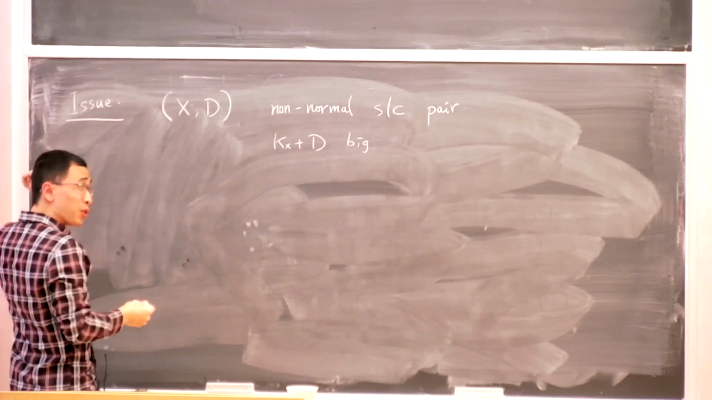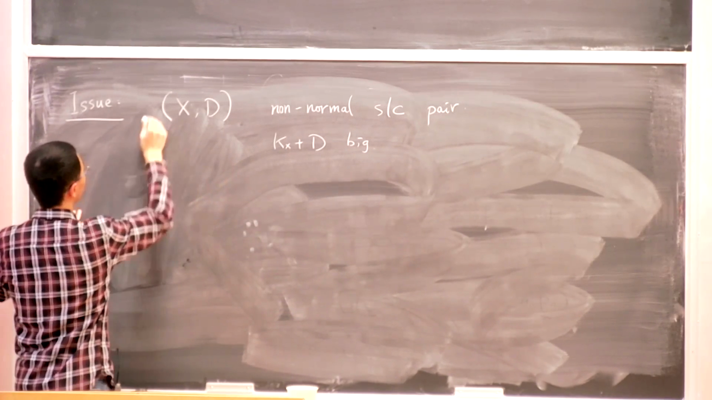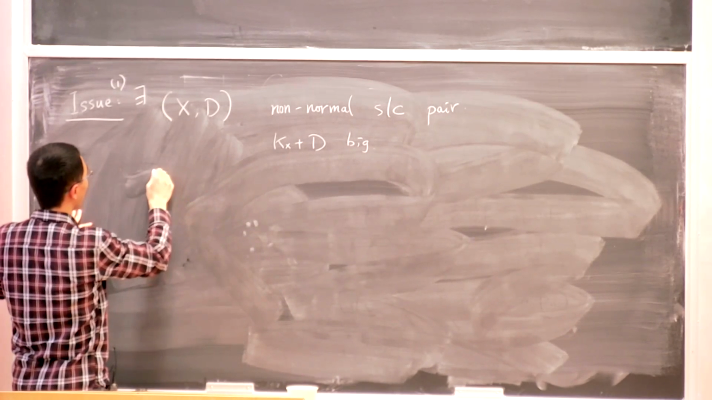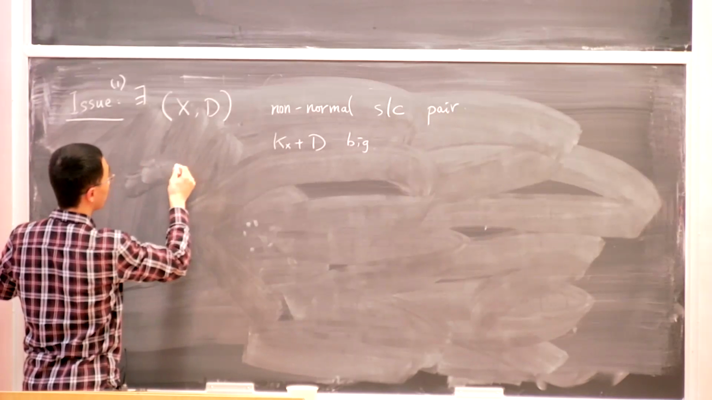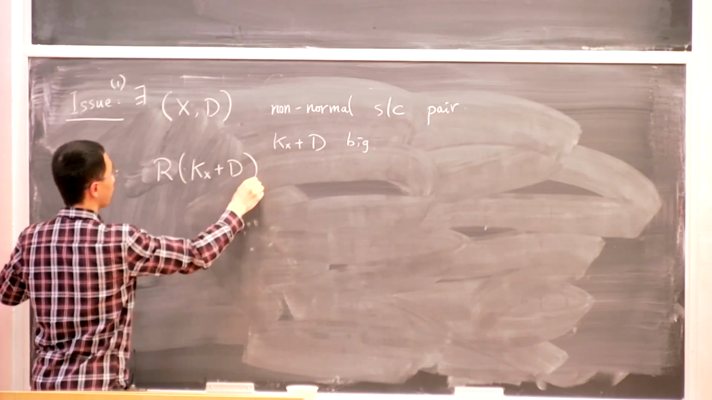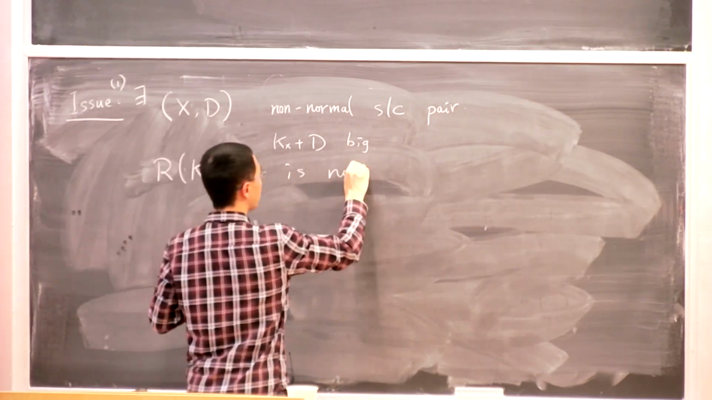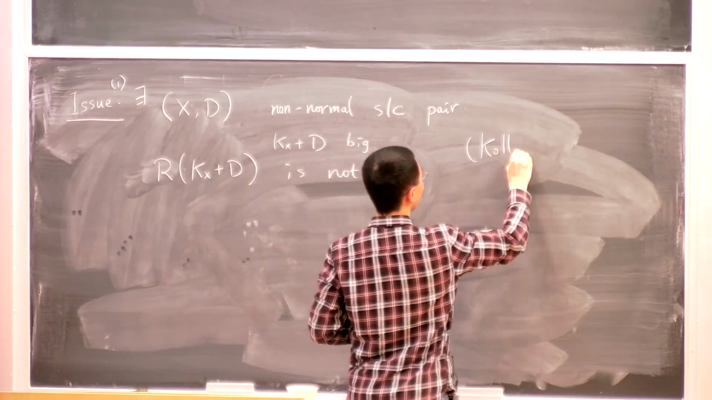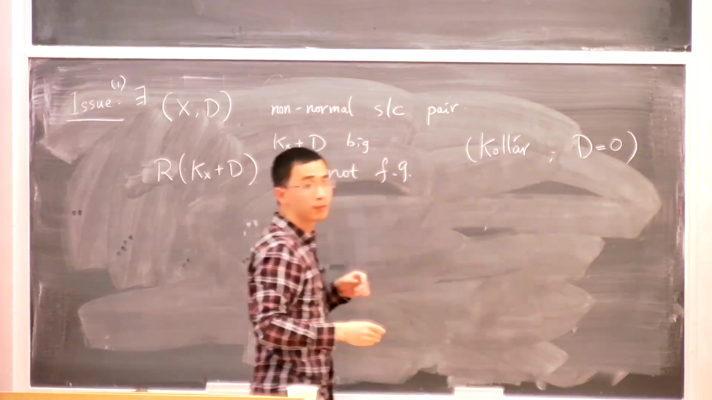then in this case, it's known that the first issue is that there exists such a pair where the section ring of this log canonical divisor is not finitely generated. For instance, there are examples by Kollár where you can even take the boundary to be 0.